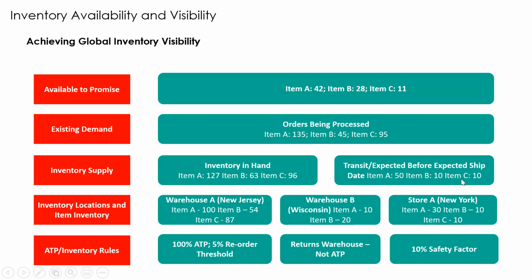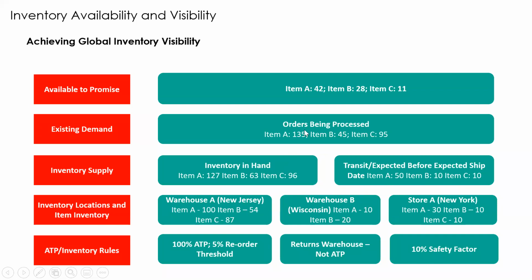So also we have the transit. This is all incoming inventory, right? So item A, you have transit or expected before ship date is 50. So you're going to add that 50 and 127. So basically you have inventory supply of 177.